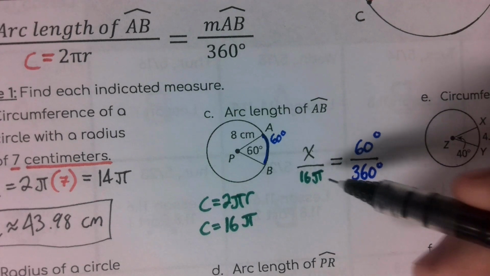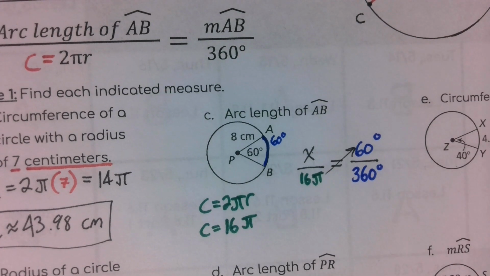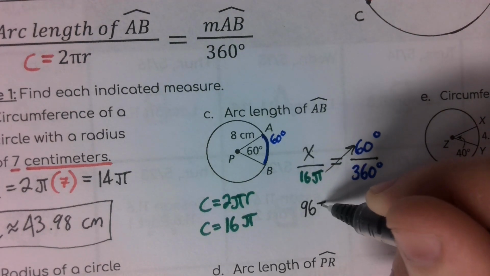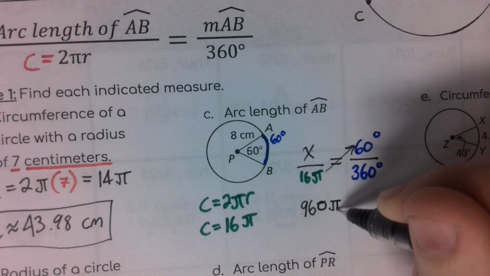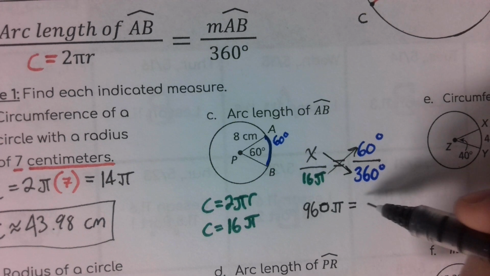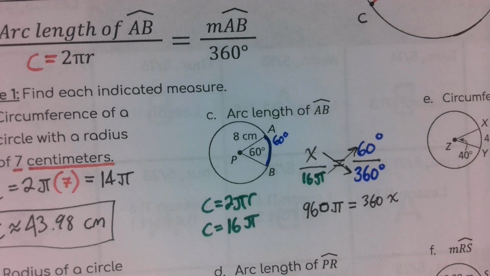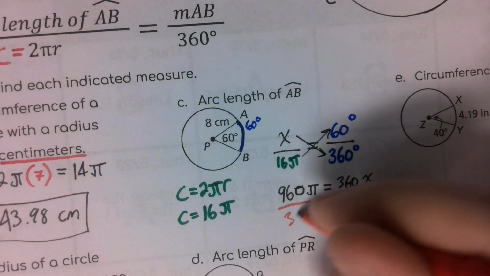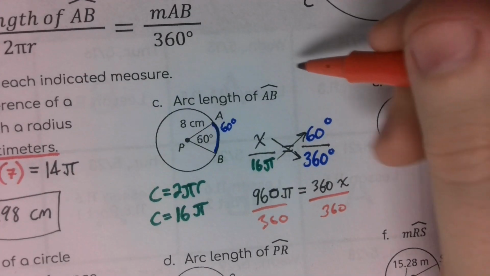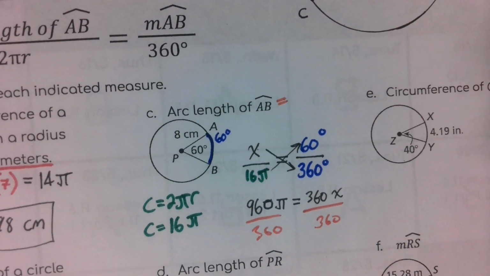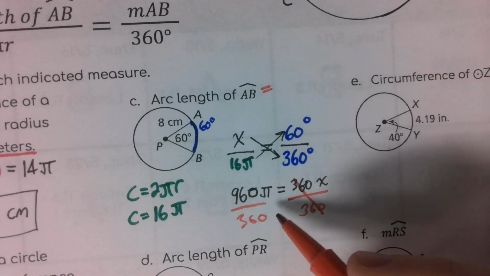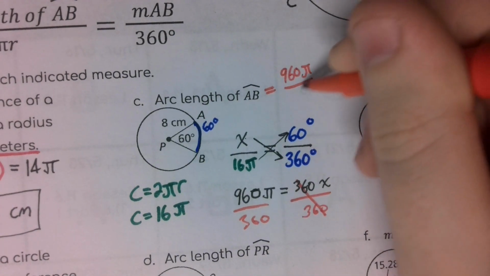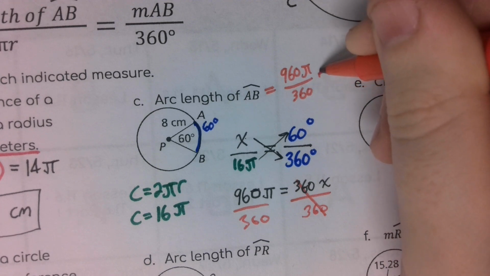With that said, we can now cross multiply. 16 pi times 60 is going to give us 960 pi. X times 360 is going to give us 360x. Simply divide both sides by 360, and we will get an expression for the arc length. The arc length of AB is x equals 960 pi divided by 360.